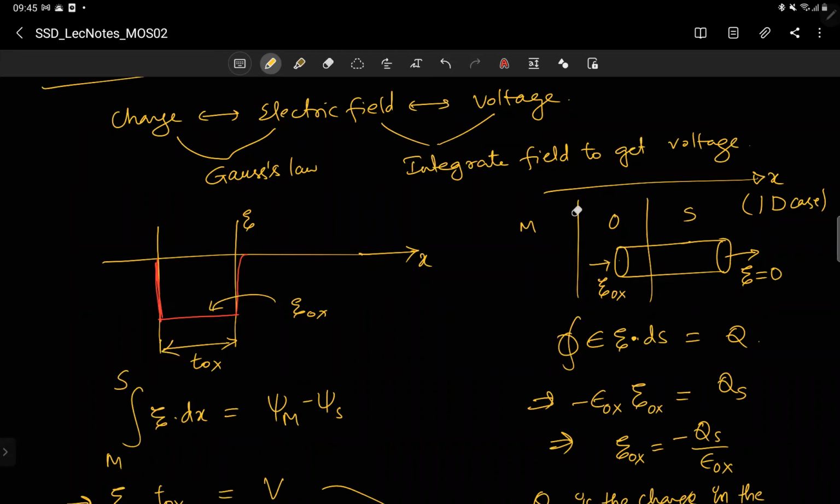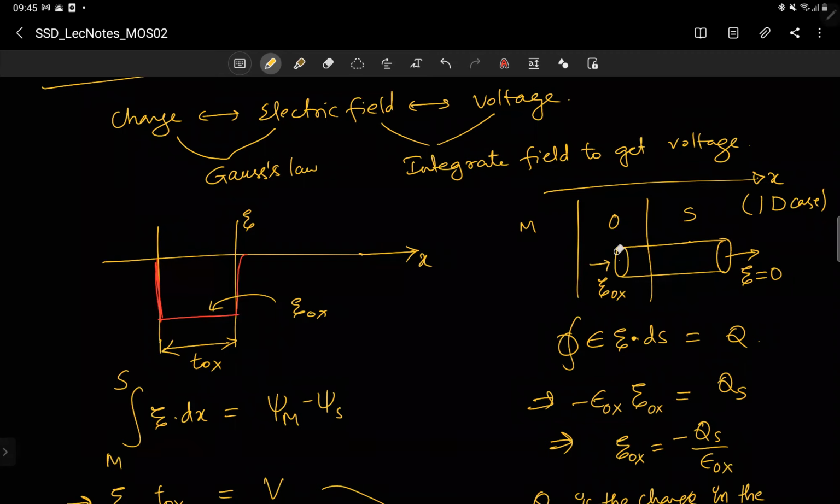So fields are all in only one direction, that is the X direction. The Y and Z direction fields are 0, because the cross section you can treat like infinity, and there is no variation in the YZ plane. Variation is only there along the X axis. So you have taken a Gaussian pillbox.